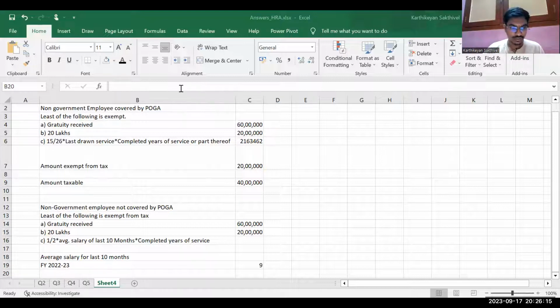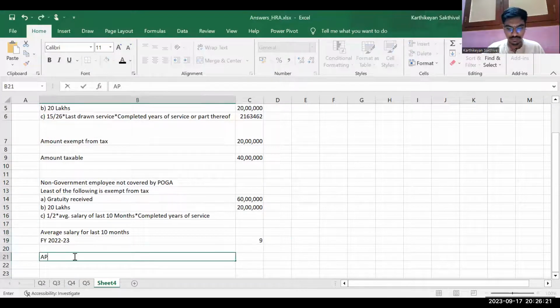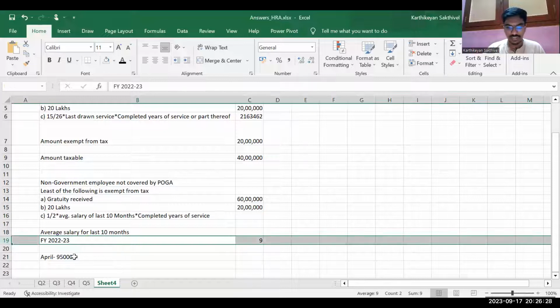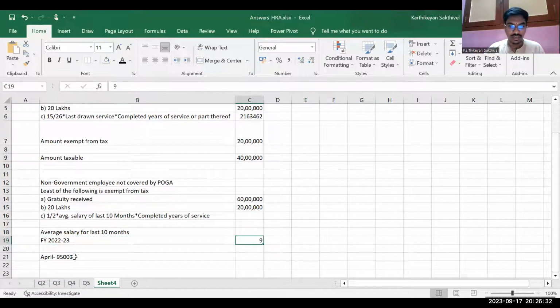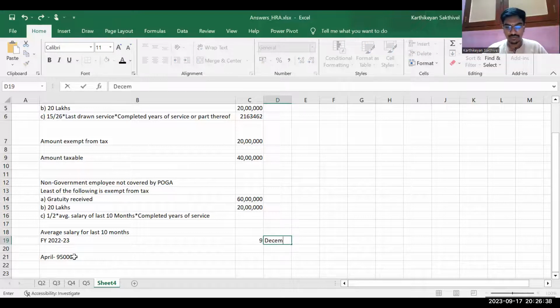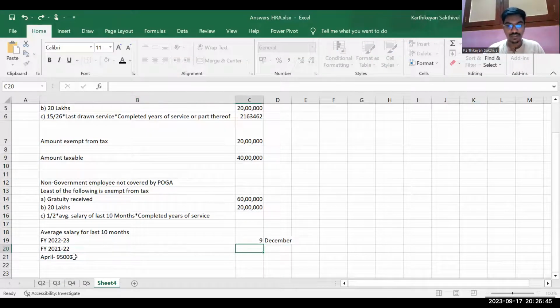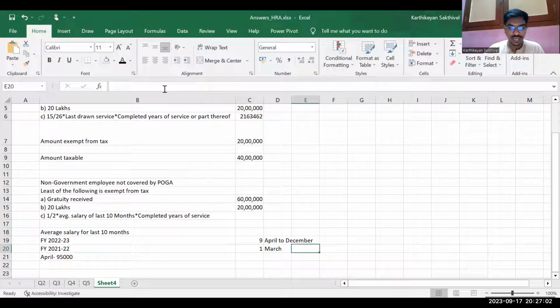His salary structure was as follows. During the beginning of the year, his salary was 95,000. So basically in April, it was 95,000. If you just see, for financial year 22-23, he was in employment for 9 months. So April, May, June, July, August, September, October, November, December. So till December, he was in employment for financial year 22-23. We need to take one month from 21-22. So basically you will be getting 10 months. So in 22-23 you should be taking it from April to December, and in 21-22 you will be taking the March month salary. Correct?